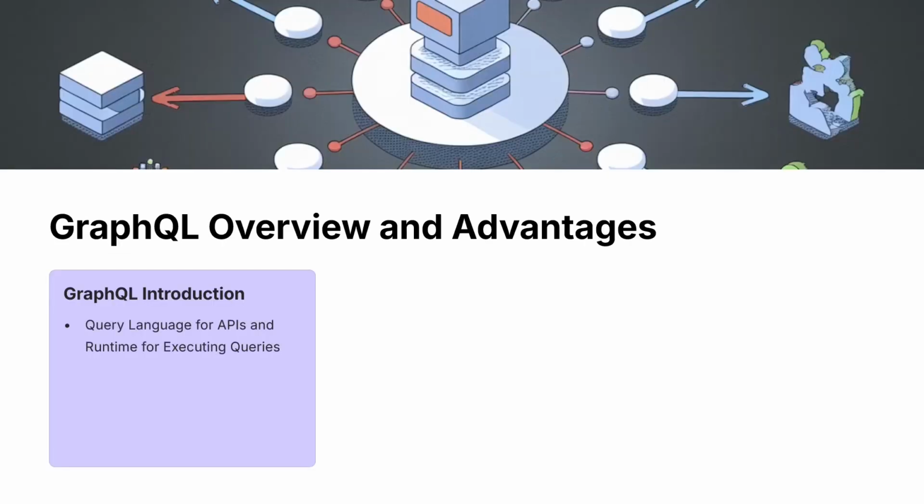GraphQL is basically a query language for APIs. The server executes those queries depending on what the client wants. And it is a more flexible and efficient alternative to the REST API.